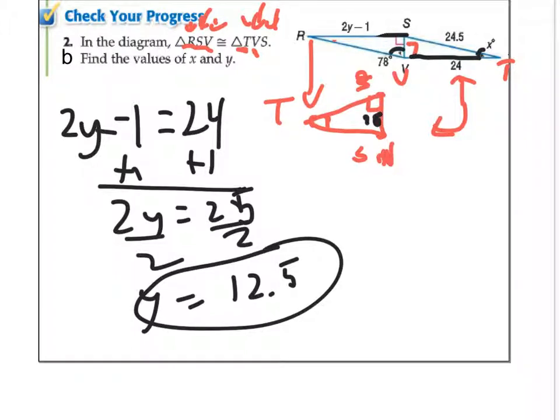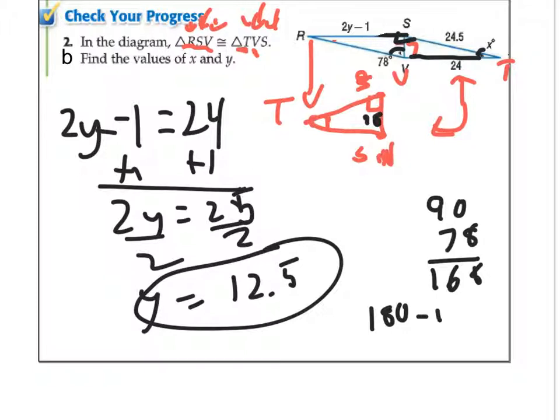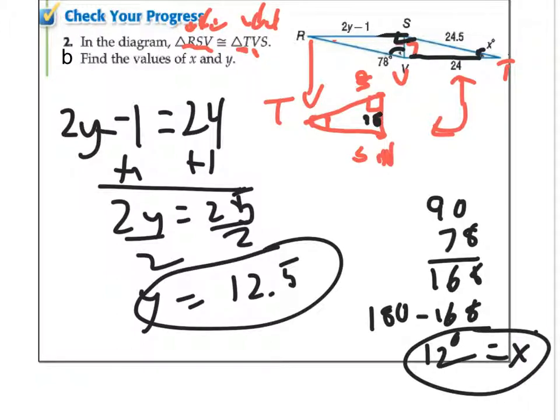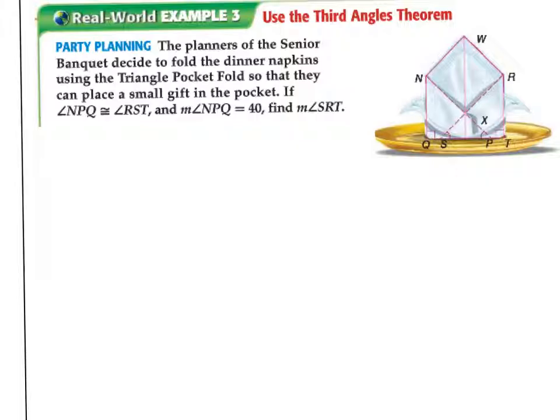And then to find x is this angle measure out here. This is 78, this is 90. 90 plus 78 is 168. The three angles must total 180 degrees. So to get that other little wedge, I just have to do 180 minus 168. And that would be 12. So this little x degree measure is 12 degrees. Okay, that's kind of the trickiest problem that you're going to see.